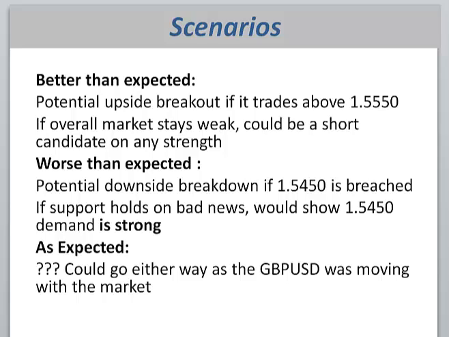We have better than expected: we have a potential breakout, but it could be a sell on strength type of play because of the overall weakness in the market. Worse than expected seems to be our main scenario here. If it's worse than expected, then we have a potential breakdown if 154.50 is broken. Or if 154 is not broken on bad news, then that would show that demand is really strong, and that would potentially make a buy situation for us.